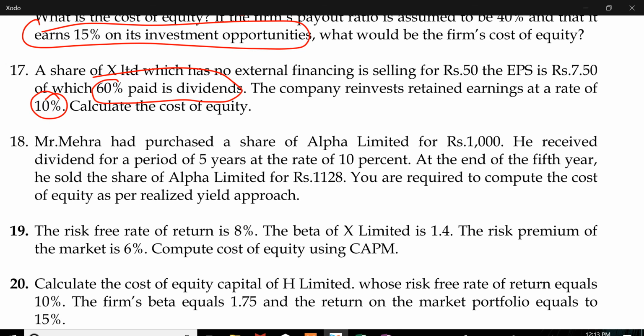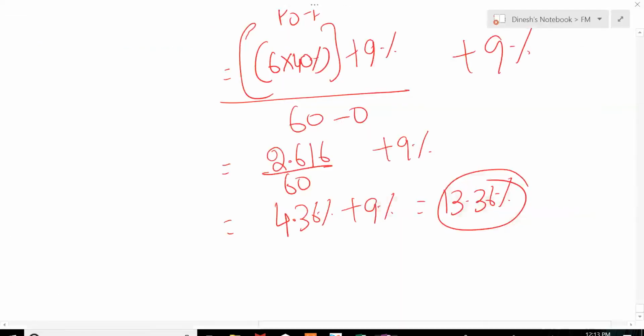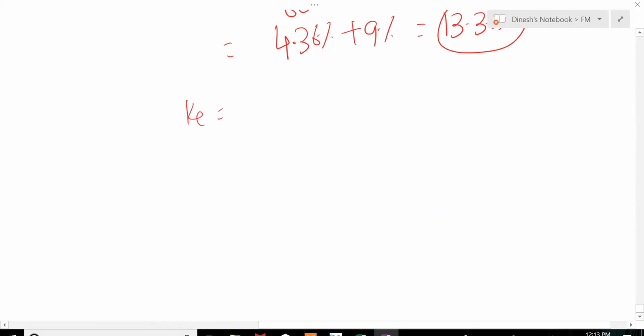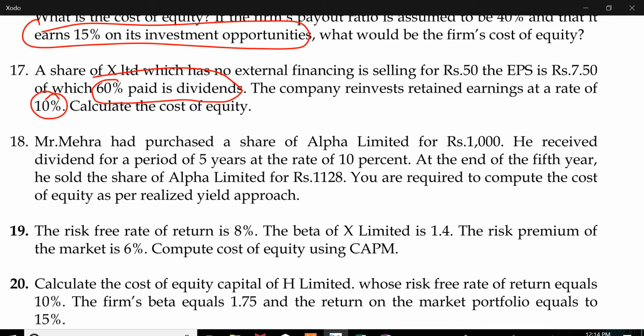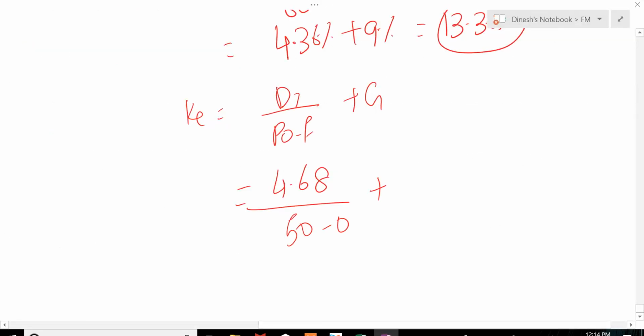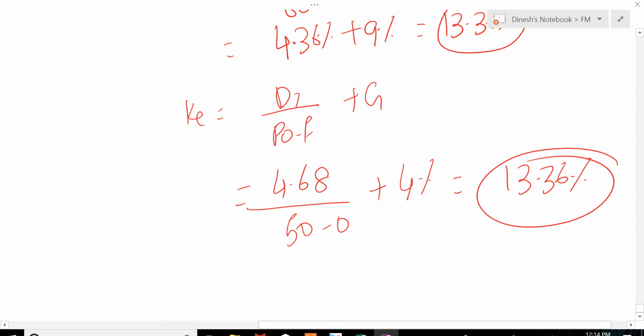D1 equals 4.5 plus 4%, which is 4.68. Now put it in the formula and get the answer. $4.68 divided by P naught, which is 50, plus growth, is 13.36%. Clear? Any doubts in this?